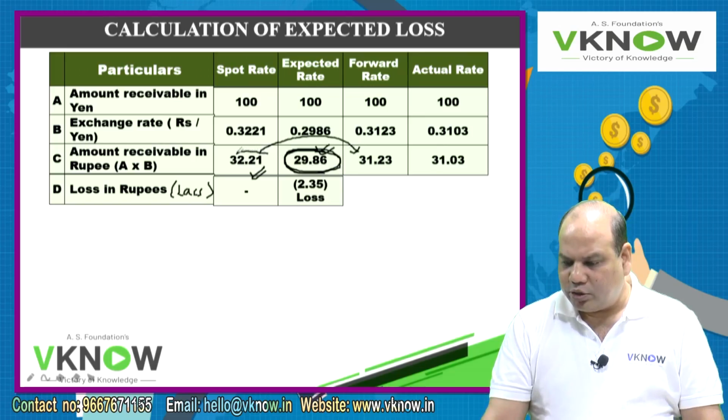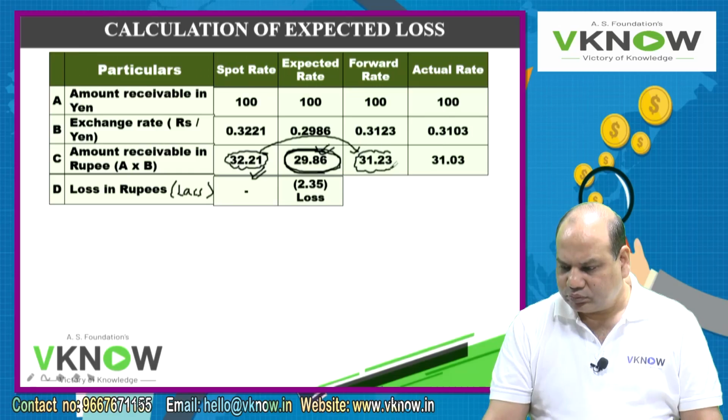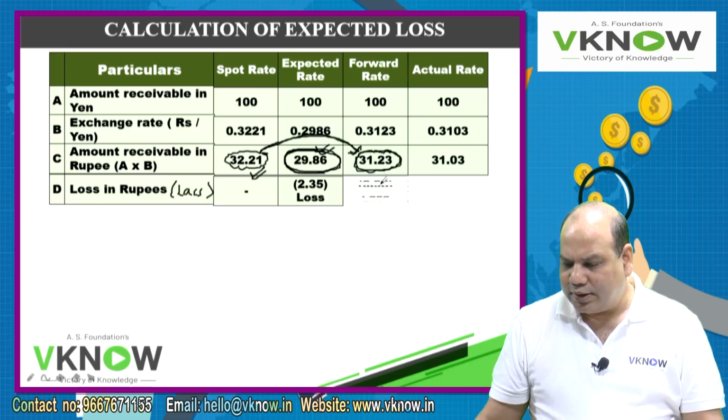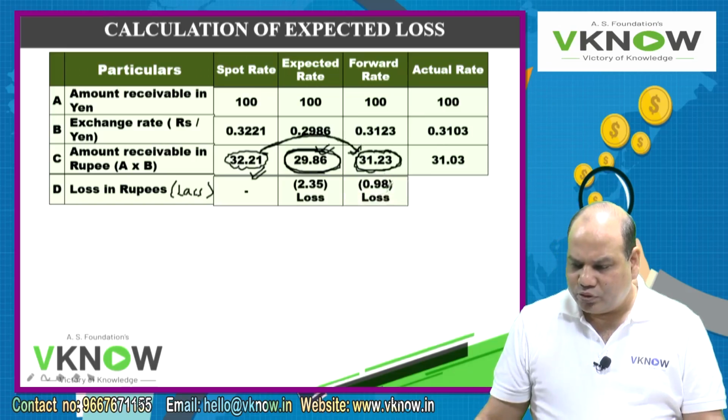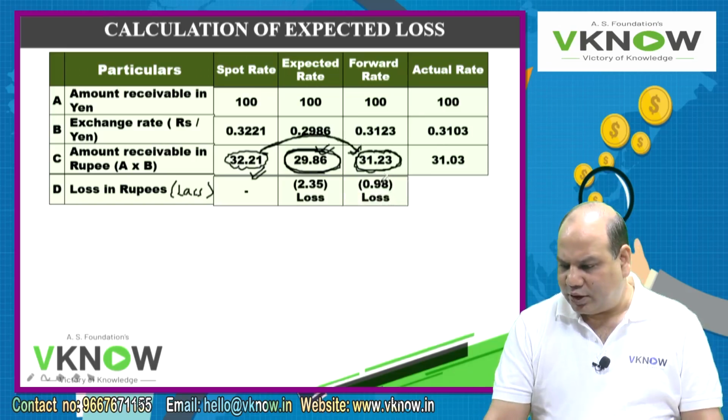At spot rate you are supposed to receive 32.21. If you take a forward, you will receive 31.23, but this is a locked figure. You are certain to realize it. Still, compared to spot rate, you are going to receive some lower rupee inflow. So loss will be 0.98 lakhs.